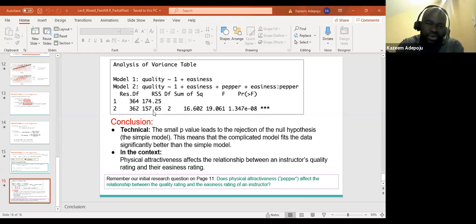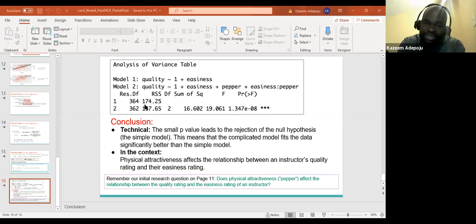I want you to take a look at that. This is RSS for model 2. This is RSS for model 1. Okay? The test statistic that we're doing right here is actually based on the difference between the RSS of model 1 and 2. And with that, we were not surprised by rejecting model 1. Okay? We rejected model 1 based on the p-value.